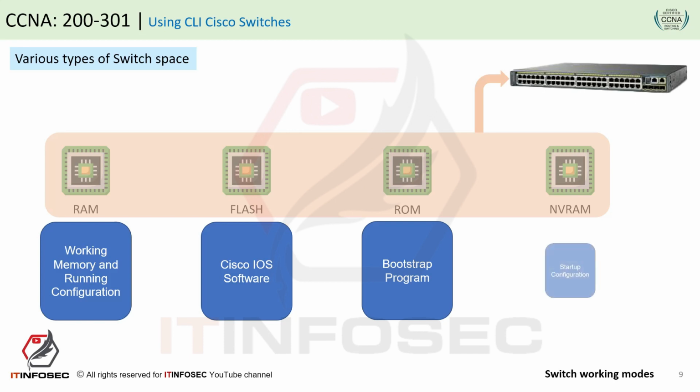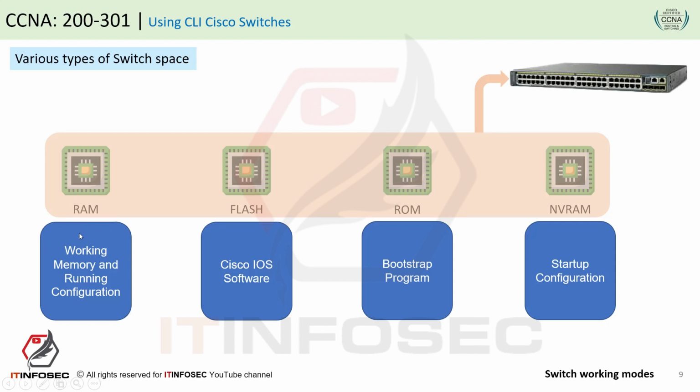Another item is NVRAM, or non-volatile RAM. It stores the initial or startup configuration file that is loaded when the switch is first powered on and when the switch is reloaded. Any configuration you entered by commands resides in memory, and when you issue the write command, it will be stored. All configuration will be stored in NVRAM, and the next startup will load it from NVRAM.